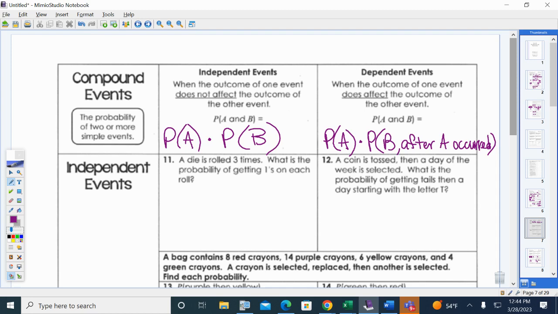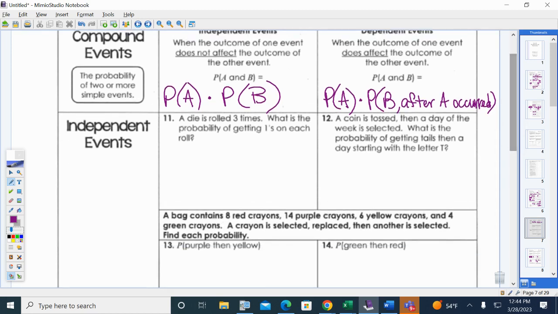If you have dependent events, that's when the outcome of one event does affect the outcome of the other event. To find the probability of A and B, you find the probability of A, and then you multiply it by the probability of B after A has occurred. So you're assuming that A happened, and you're going to find the probability of B and then multiply them together. So let's look at independent events first.